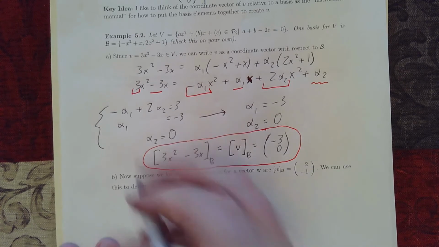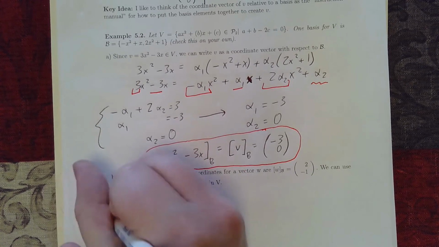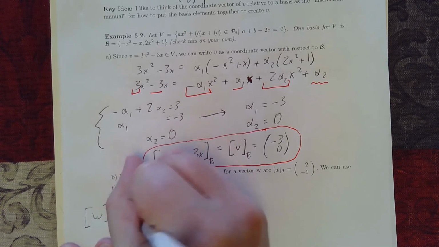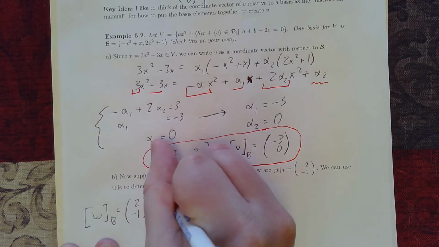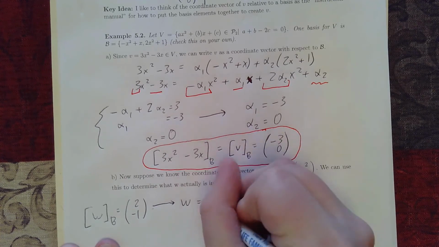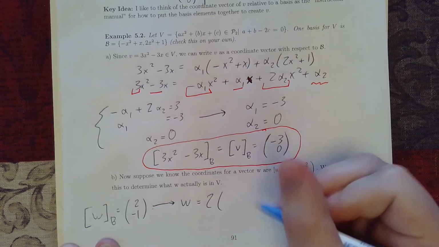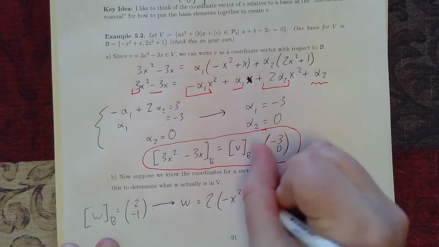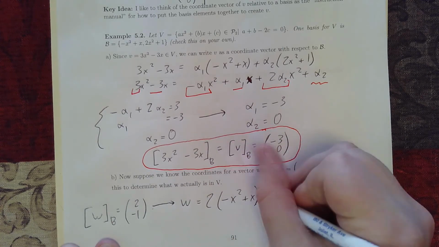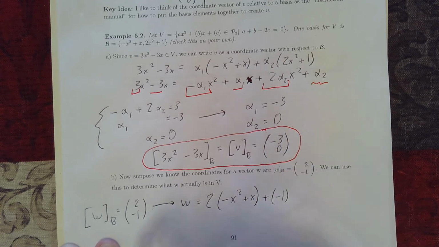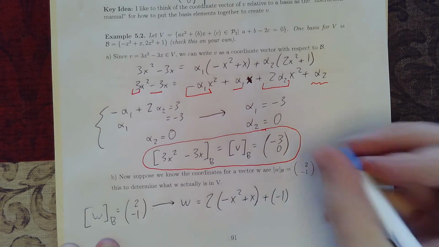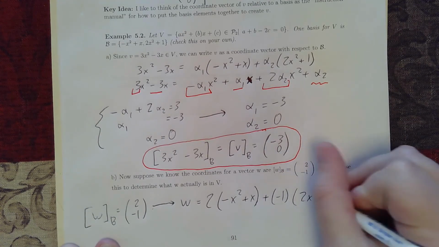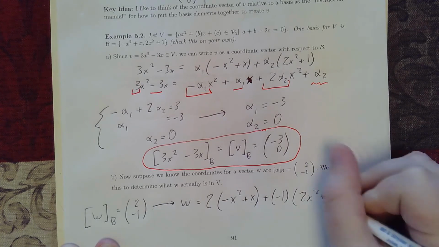So if we say that this vector with respect to the basis B equals 2, negative 1, what that tells us then is that w equals 2 times our first basis element, which is negative x squared plus x, plus negative 1 times our second basis element, which is 2x squared plus 1.